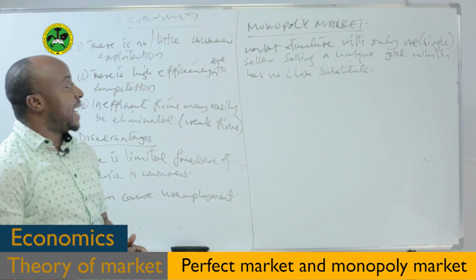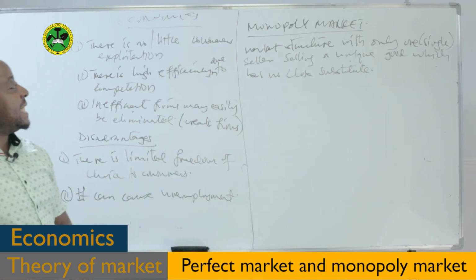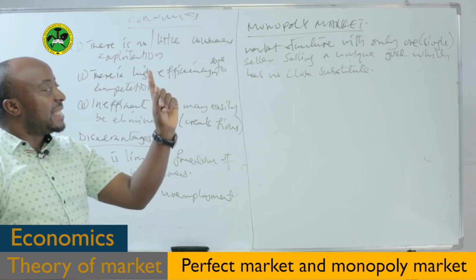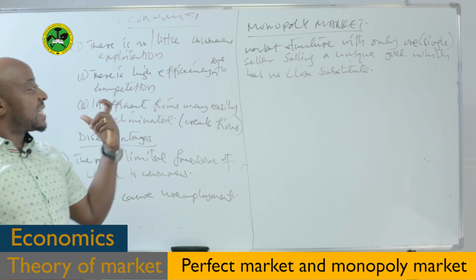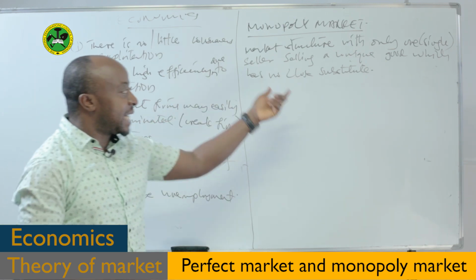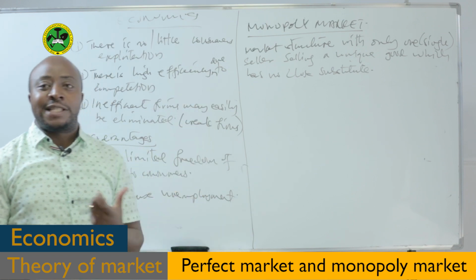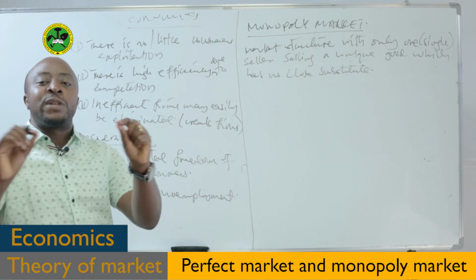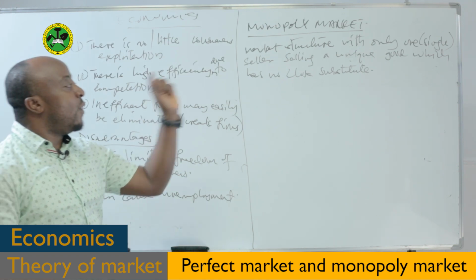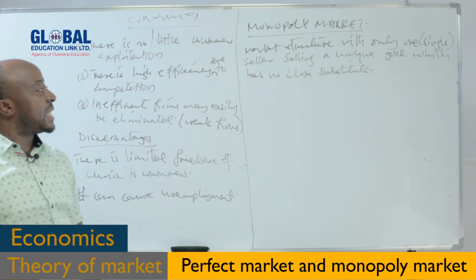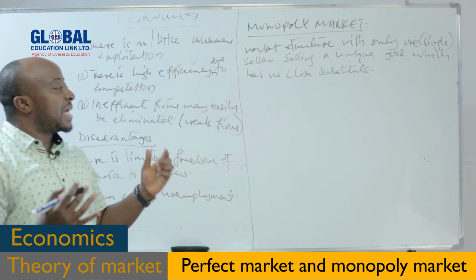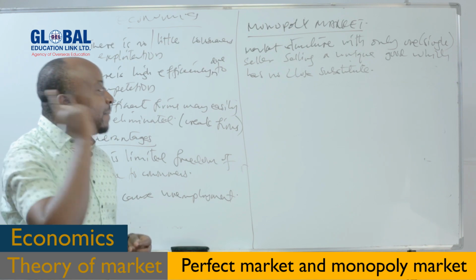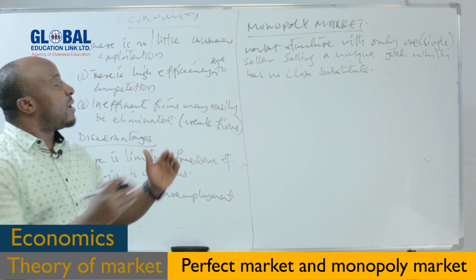I said mono means one. So monopoly is a market structure where there is only one seller, a single seller. And that seller is selling a product, a good or a service, which has no close substitute. It means you cannot find a substitute for that commodity in the market. Let's say, for example, in Tanzania, maybe we have a market where only one person is allowed to supply that good, and no other person has been allowed. In that case, it becomes a monopoly.